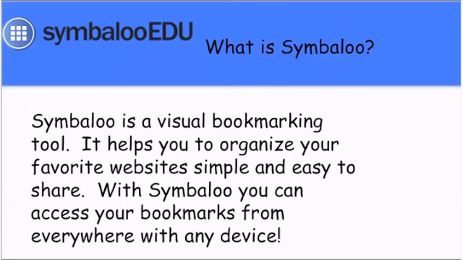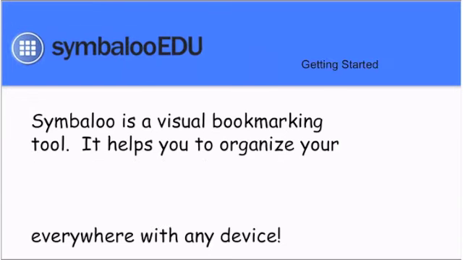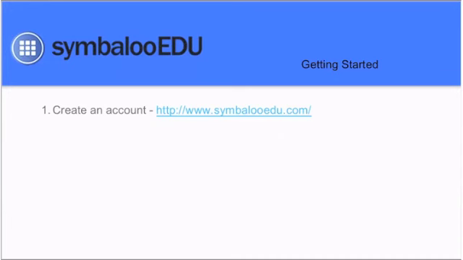Symbaloo is a visual bookmarking tool. I compare it to Pinterest, because Pinterest is visual bookmarking. You find a website, you can put it on Pinterest and save it for later. So Symbaloo is a lot like that. It makes it very easy to share with your students and share with other educators. So from here, I'm going to share my screen, and I want to show you so we can get started.